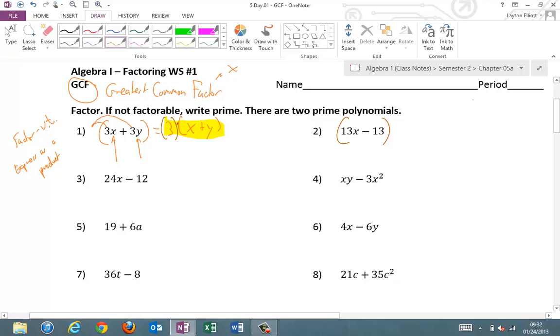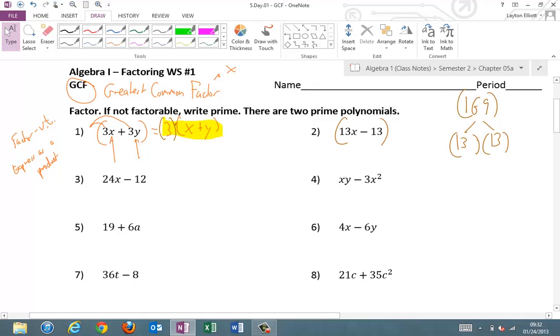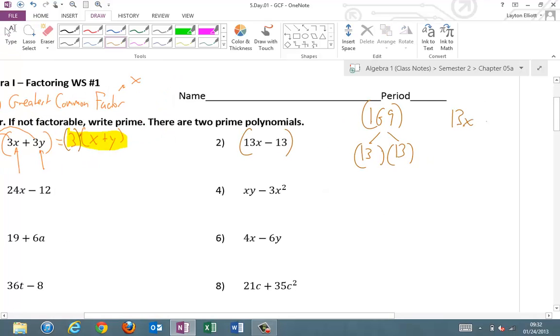Just like if I were to take a number like 169 and try to factor that, I'd be looking for numbers that multiply into 169, and the only one is 13 times 13. I just took one factor and made it 2 factors, but they're smaller factors. So this, 13x minus 13, can I make it smaller factors? Almost as if you were to put the 13x minus 13 where the 169 would be at the top of your tree, and then see if you can split that into parts.